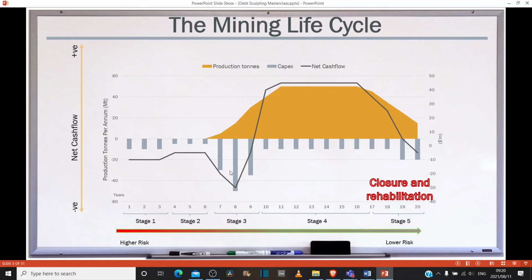Okay. So the purpose of showing this is at each stage of a mine's life, the mine would have a different capital structure, a different optimal capital structure. And we will see what the optimal capital structure is at each phase of a mine's life.